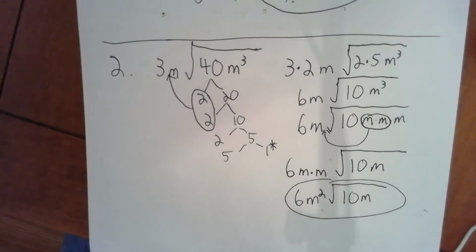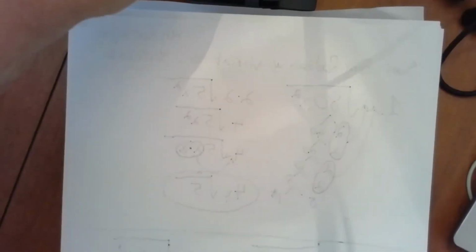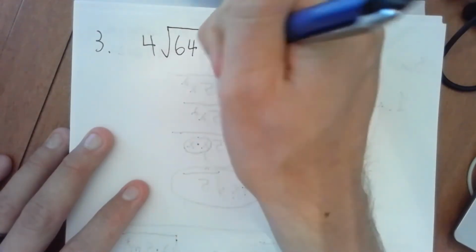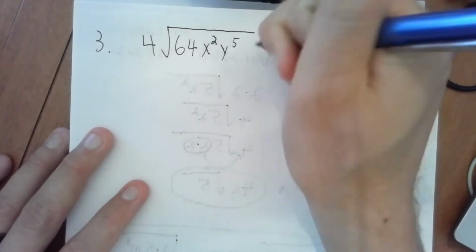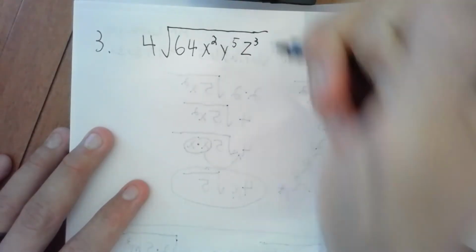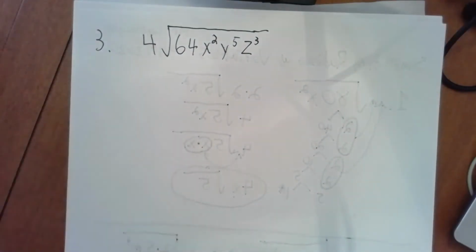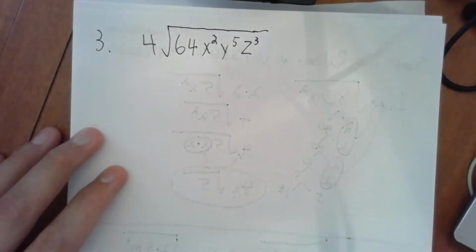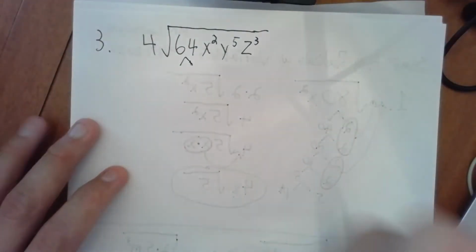Okay. One more. So I'm flipping mine on the back so I have space. So number 3, we have 4 times the square root of 64 x squared y to the 5th z to the 3rd, or z cubed. Okay, so once again, kind of ignore the 4 out there, kind of ignore your variables for the first step. Just take care of breaking down this 64.